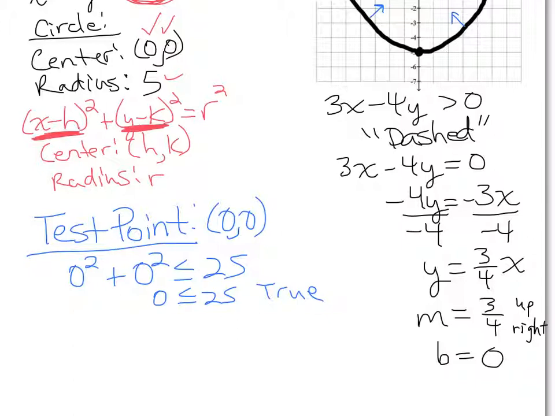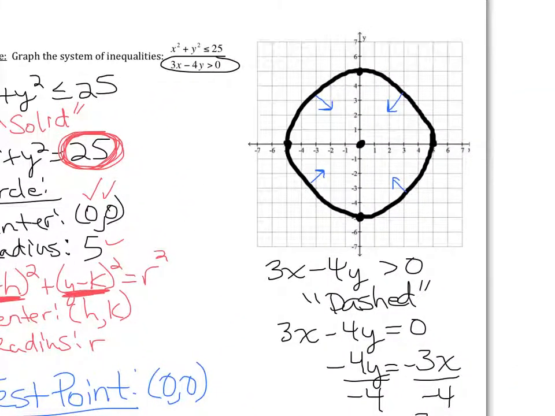So let's go to our graph and do that. Again, start at the origin, which was 0, 0, and I'm going to plot my point there. And I'm going to go up 3 and to the right 4. And I'm going to draw a dashed line that passes through those 2 points. And notice I can use my slope. I can go down 3 and to the left 4, and notice that that is going to be on that same line as well.